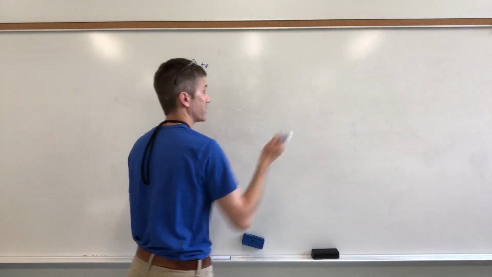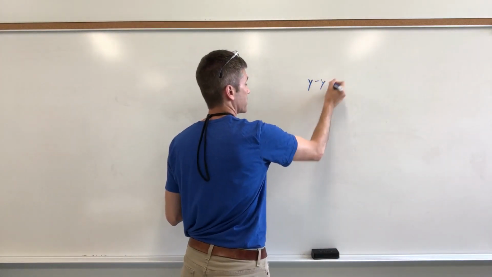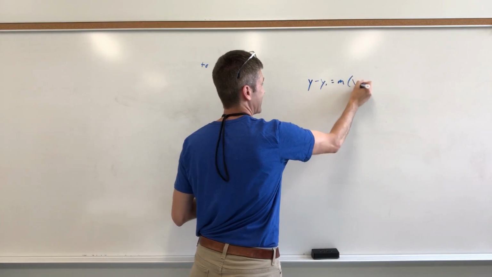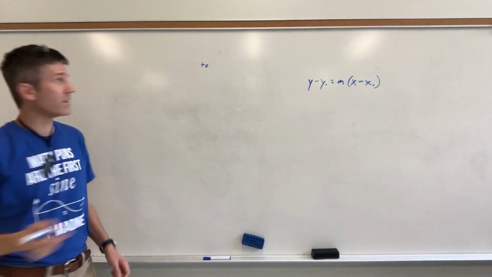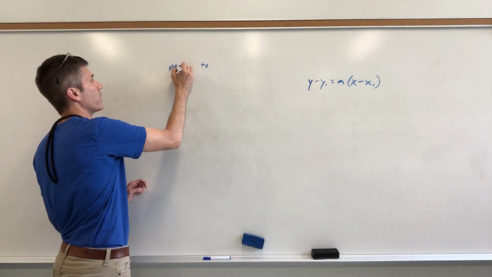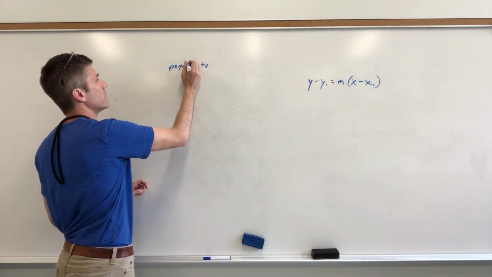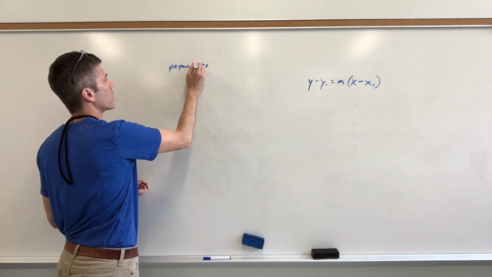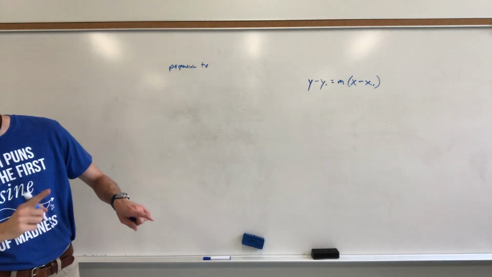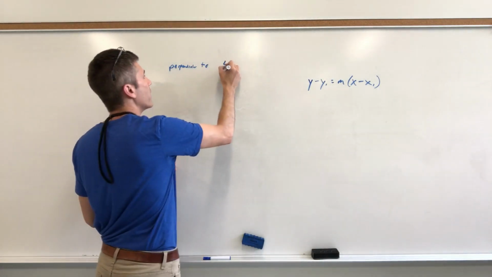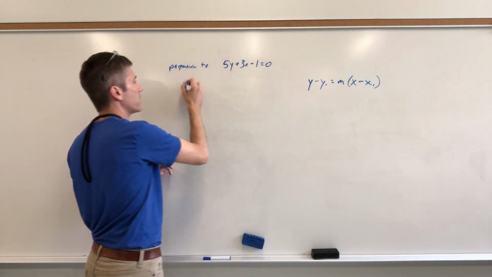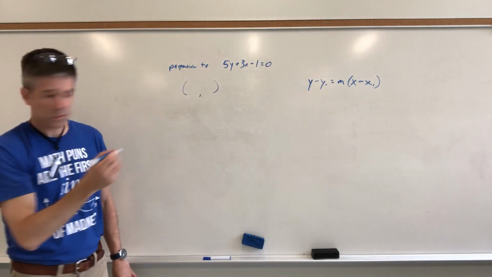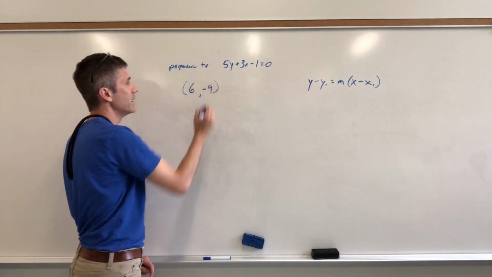I don't know why I erased this form, point-slope form, but I did. I'll have to write it again. Okay, so we want something that is perpendicular to 5y plus 3x minus 1, 5y plus 3x minus 1 equals 0. And it passes through a specific point that they gave us, which was (6, -9).